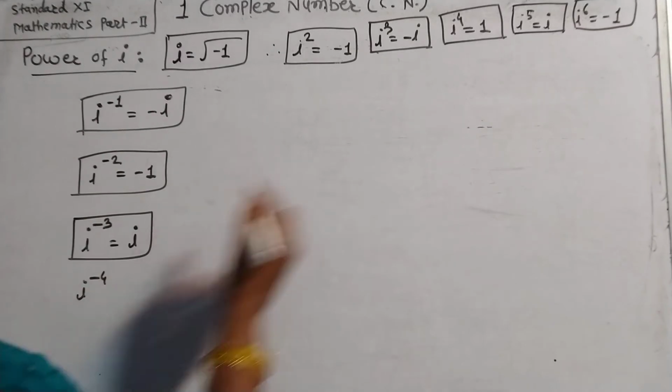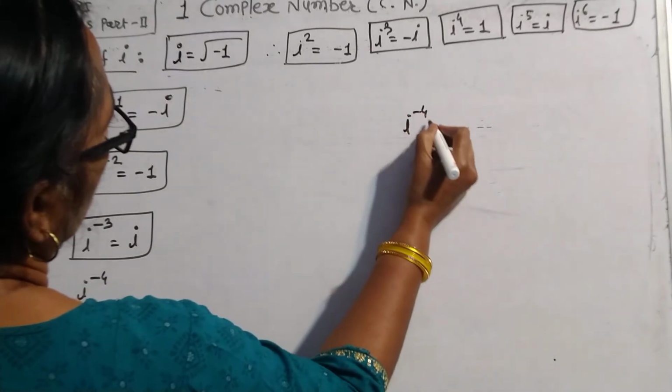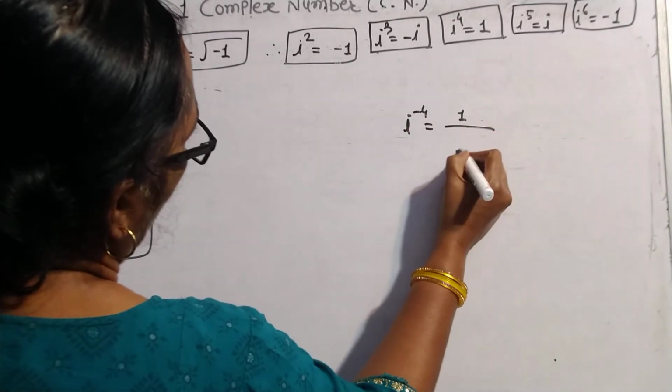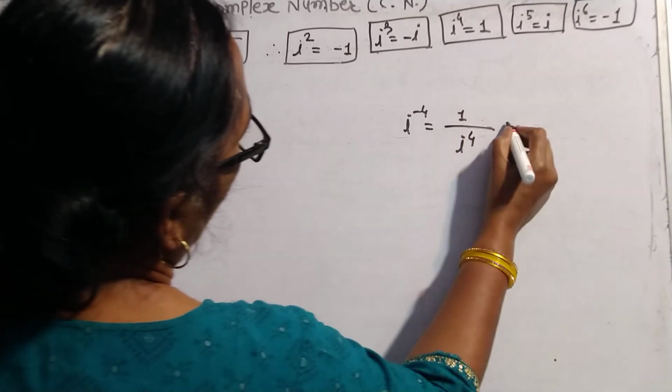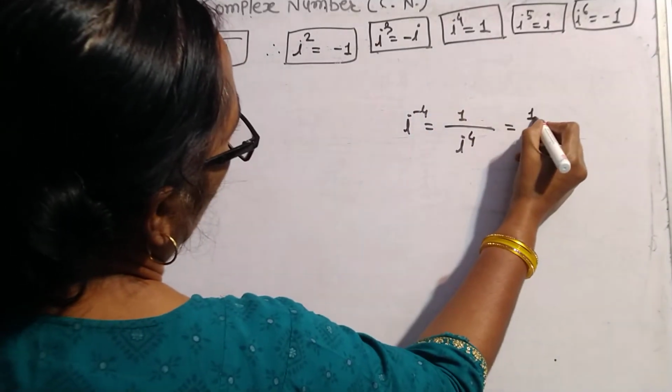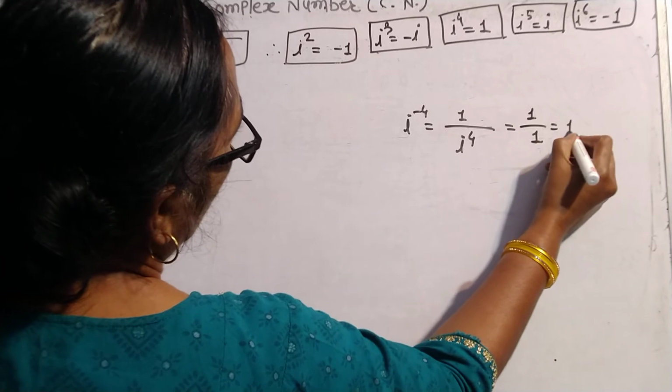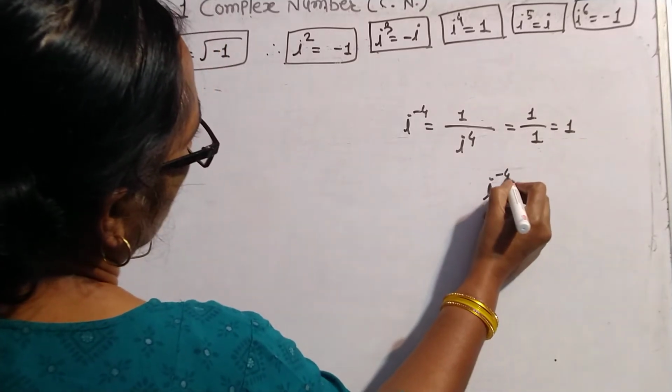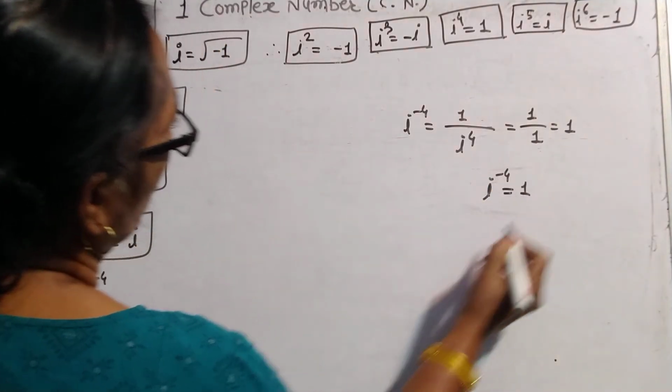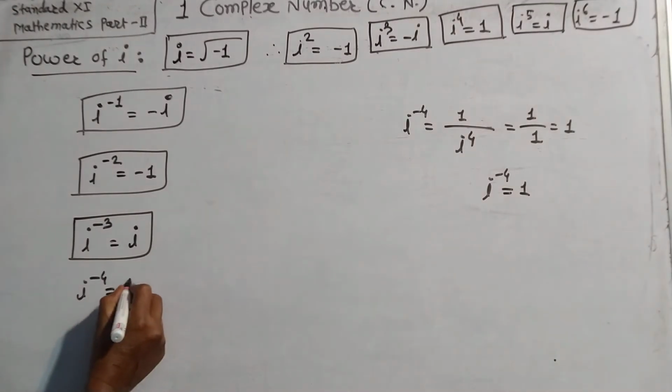Now i raised to minus 4 means 1 divided by i raised to 4. Now i raised to 4 is 1. 1 divided by 1 equal to 1. Therefore i raised to minus 4 equal to 1.